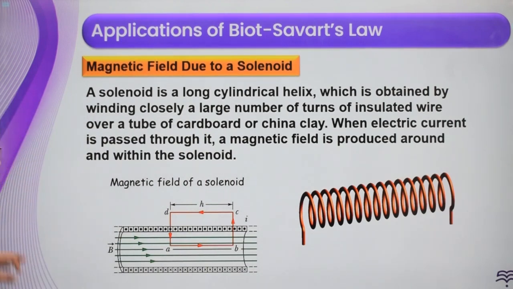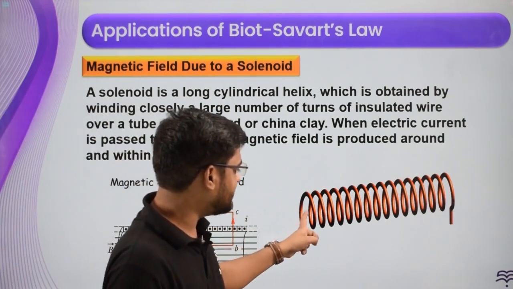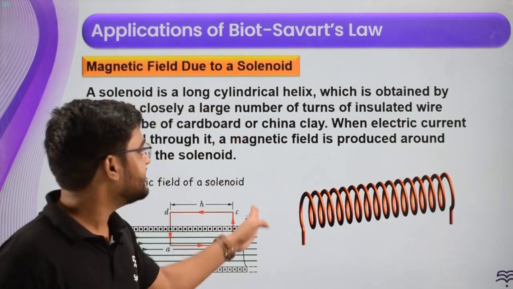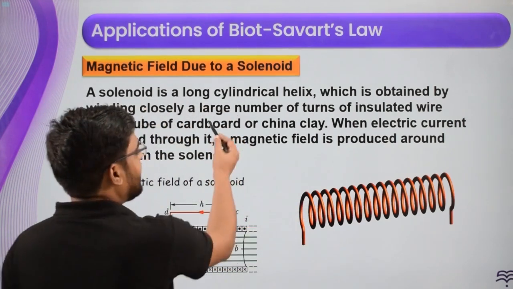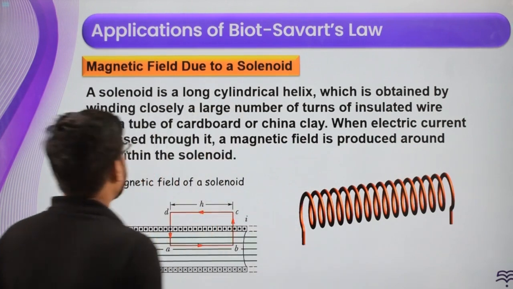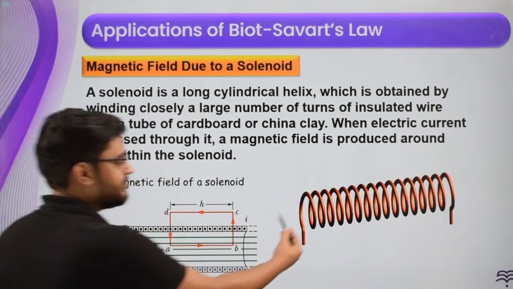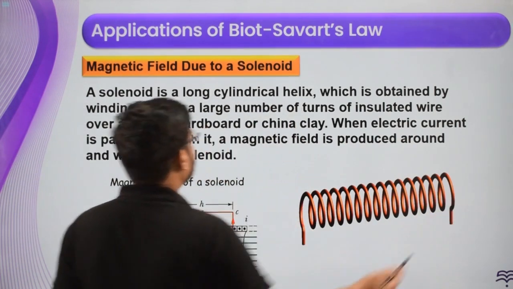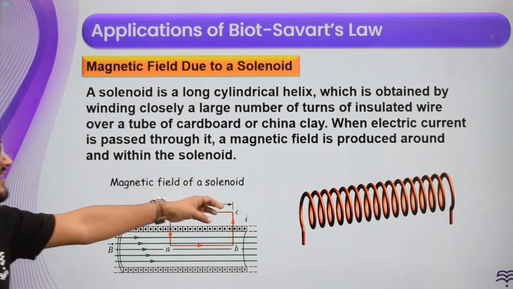It is wound closely, but the turns are not connected, so they are insulated wires. It is a large number of turns of insulated wire over a tube. There is some base just to make the core, which can be cardboard, just some insulator.